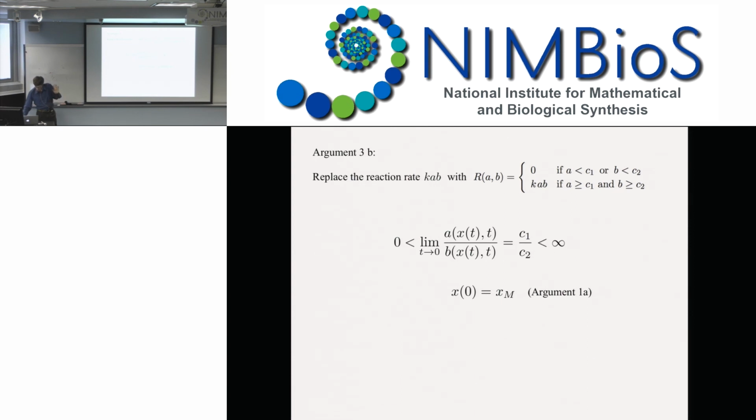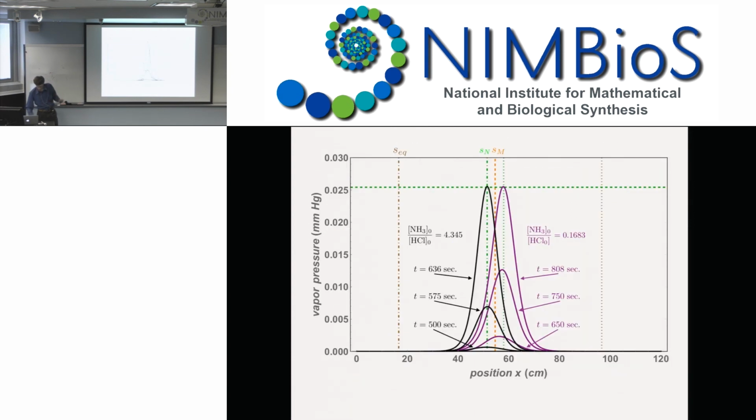But I'm going to end, so I didn't really get to this. The picture here would be following this. Depending on the ratio of ammonia and HCl on the boundaries here, we're going to get, and these black curves are if we have concentrated ammonia and concentrated HCl, the ratio of vapor pressures at the ends is about 4.